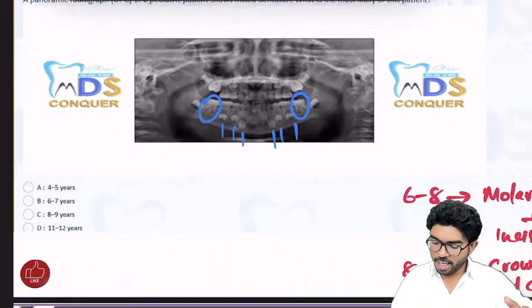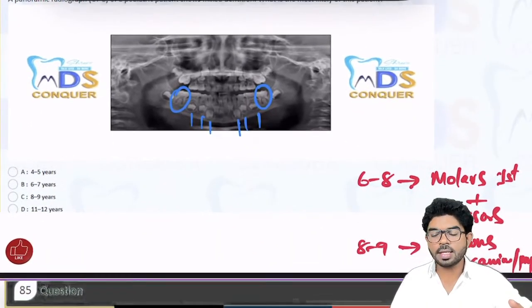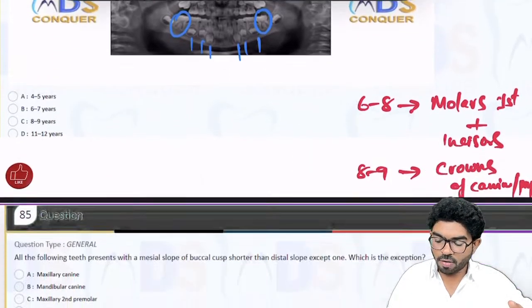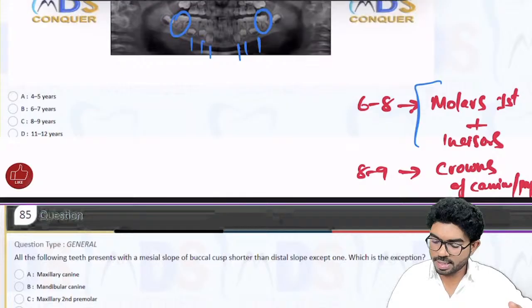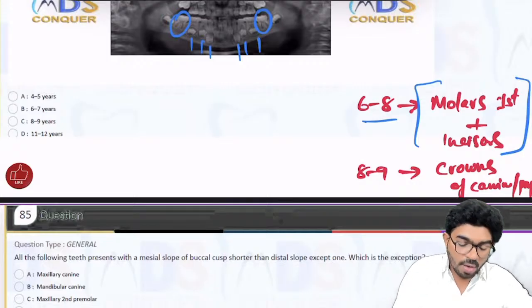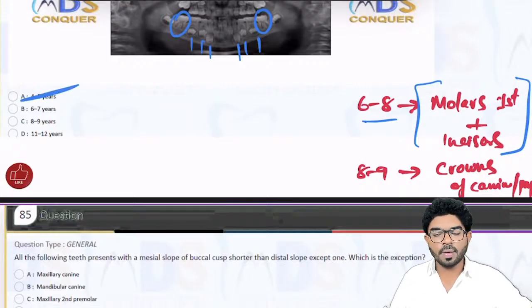Yes, perfectly right. We know that the mandibular first molars along with the incisors are going to erupt starting at 6 years. In the age of 6 to 8 years, all these are going to erupt into the oral cavity. So 4 to 5 years cannot be the answer. Either it has to be 6 or more than 6.